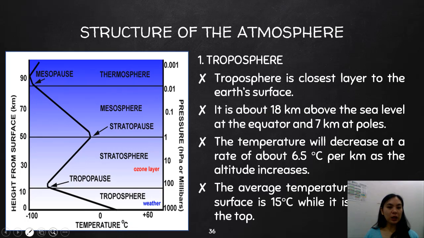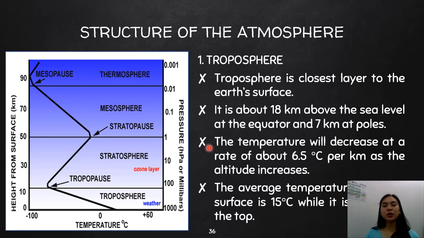So if we try then to take a look here at the table or at the figure, diba dito yung 0 kilometers natin, at sabi niya it's about 18 kilometers above sea level. So banda dyan, may line na doon, ibig sabihin itong buong area po na ito is your troposphere region.